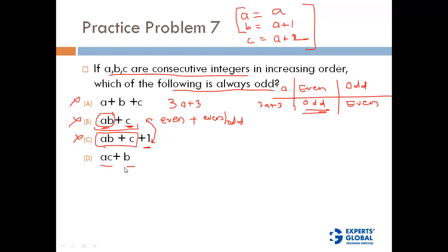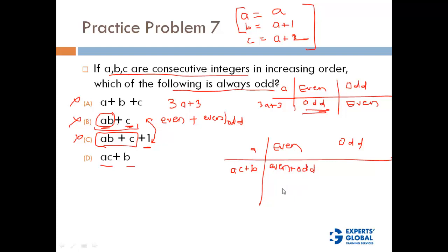AC plus B. Okay, now let's look at this AC plus B. Same thing we'll do with A. If A is even, that means C is also even. So even into even is even and B is going to be odd. So the whole AC plus B is going to be odd. If A is odd, C is also going to be odd. So odd into odd is always going to give me odd. And B is going to be even in that case.